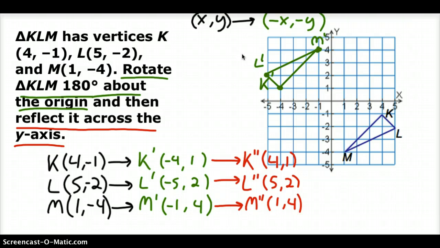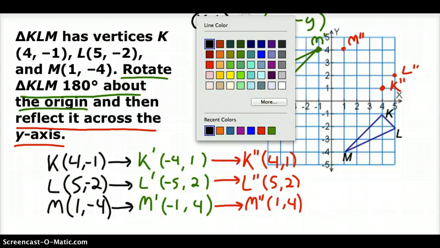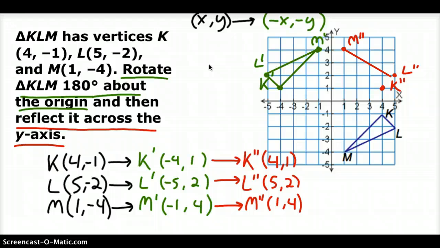We'll go ahead and graph all of these. 4 and 1 will leave us right here, and that will be K double prime. We then have L, which is 5 and 2. This will be L double prime. And finally the last one, M is 1 and 4. This will be M double prime. We will connect these carefully, again using a straight edge, being as neat as possible. And so this is our final rigid motion here.